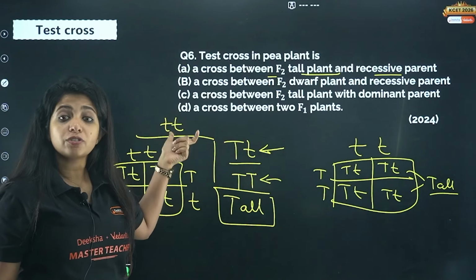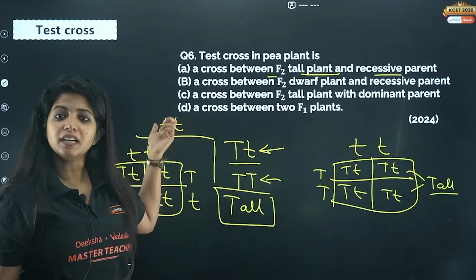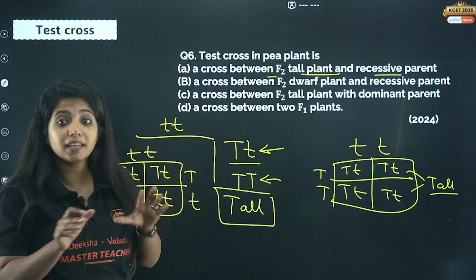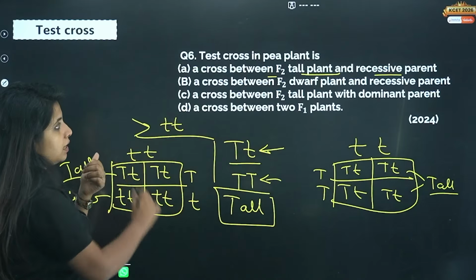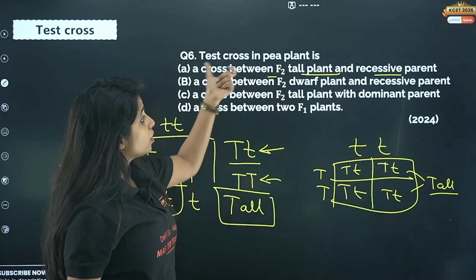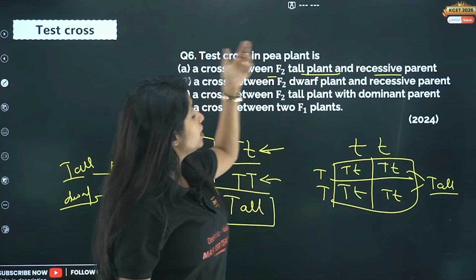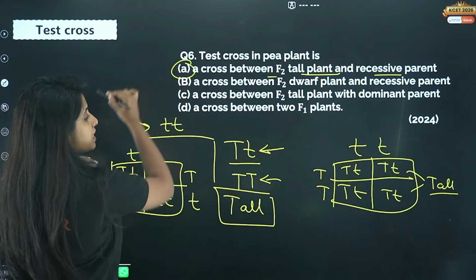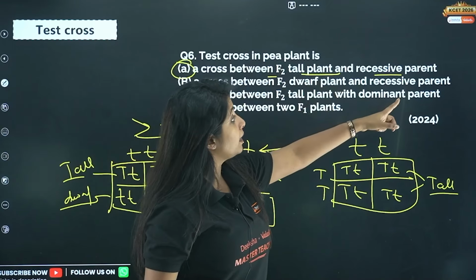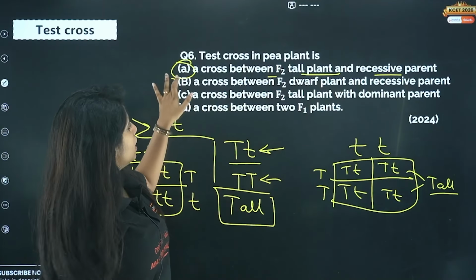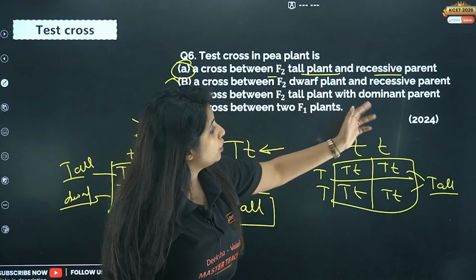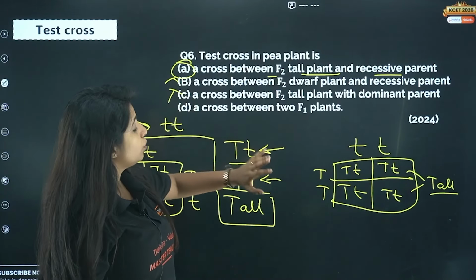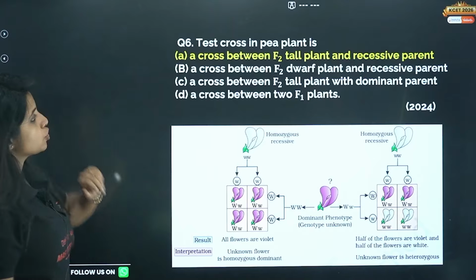So over here, why do you choose a recessive parent? If at all you take a dominant parent, it will only show the dominant trait. Recessive parent only show the trait when they are in homozygous condition like this. So test cross in pea plant is a cross between F2 tall plant and a recessive parent. F2 tall plant and recessive parent, yes. A cross between F2 dwarf plant, do you need to cross? No. A cross between F2 tall plant with dominant parent, you will not cross. A cross between two F1 plants, no. So your answer for this question would be A.